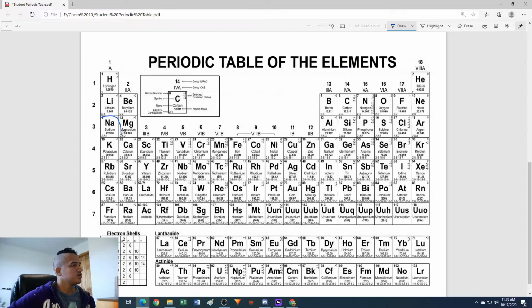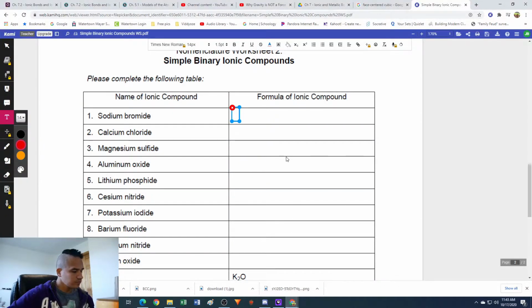So we have sodium, which is Na over here, and bromide, which is Br. Sodium is in column 1, so it makes a charge of plus 1. Bromide is in column 7, so it makes a charge of negative 1. So we have Na plus and Br minus.